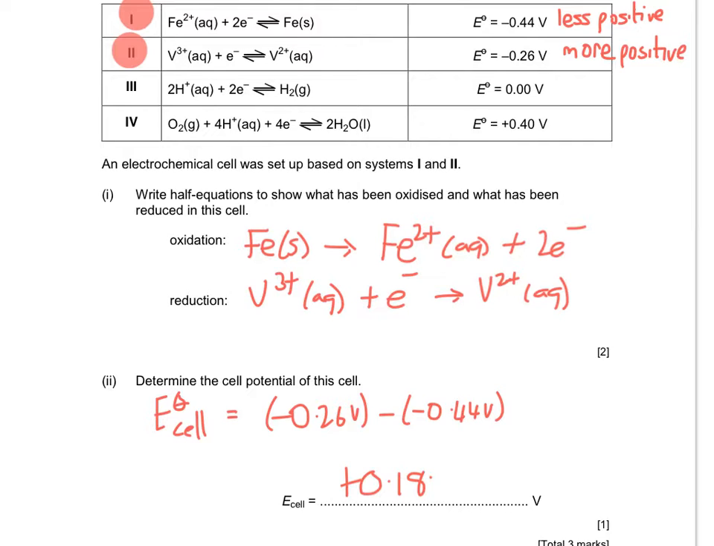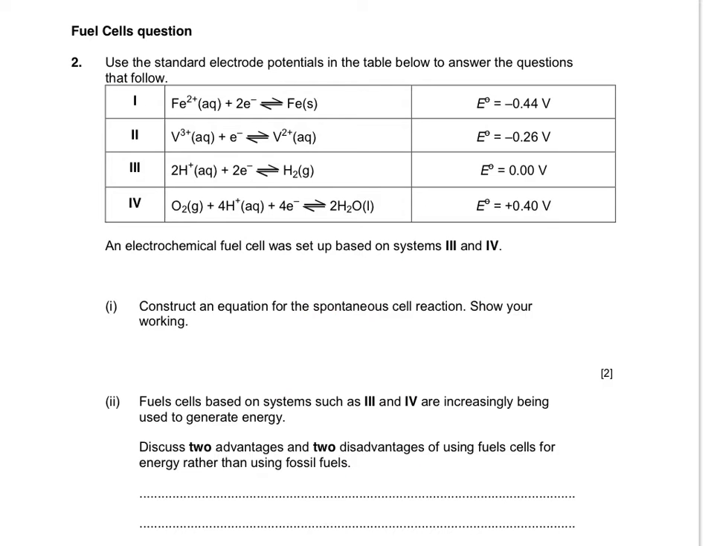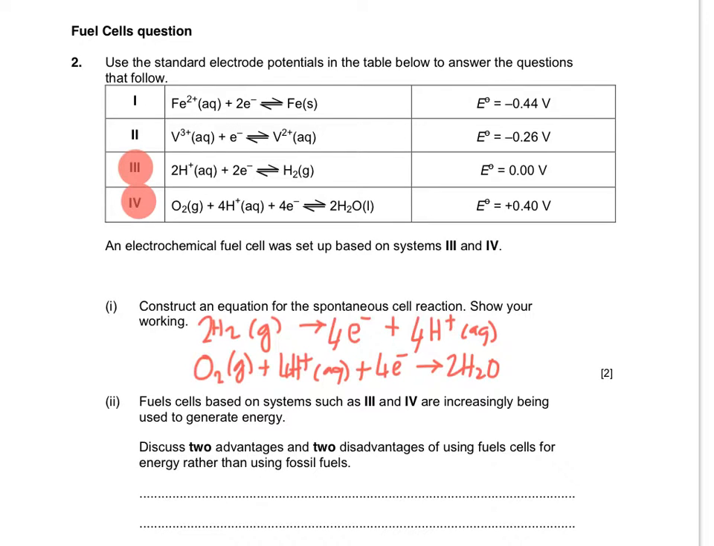Let's go over the page and look at the next question. This is obviously a question about fuel cells, and they've got some standard electrical potentials again, a set of data. This time it's system 3 and 4. It's the same data as we had in the previous question. So I put down the two half equations. I reversed the one that's less positive, system 3. I've also had to double it because there's 4 electrons in the other one. And that gives us the overall equation written in blue.